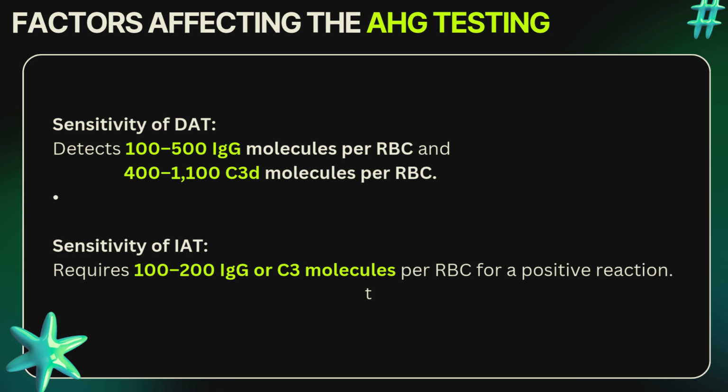antibody-mediated hemolysis. So let's move on to the IAT, which requires fewer molecules for detection. A minimum of 100 to 200 IgG or C3 molecules per red blood cell is needed for us to arrive at a positive result. So this test is often used in blood compatibility testing before transfusions. By understanding these sensitivities, medical professionals can better interpret test results and make informed decisions about patient care.